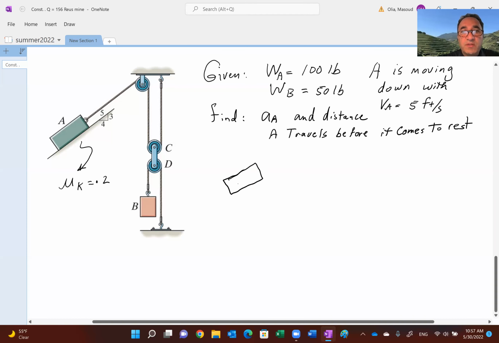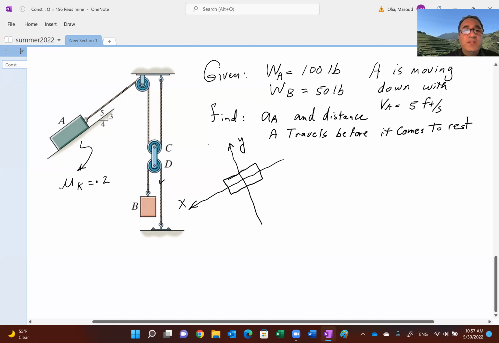Clearly, we're going to call this the x-axis. In fact, I'm going to call the positive x-axis downward, because we know that this block is moving downward. And this is the y-axis. So what forces are acting here? Be careful, there are two cables here: one cable here and one cable here.